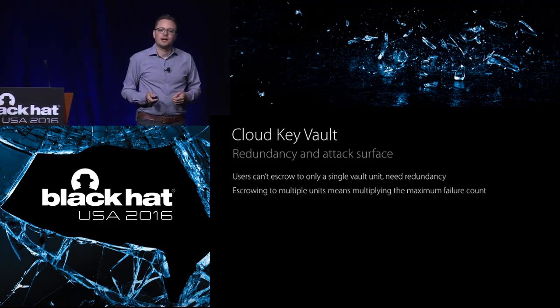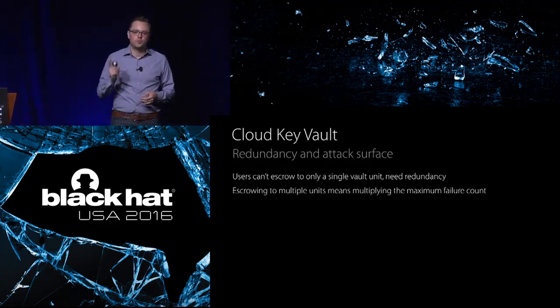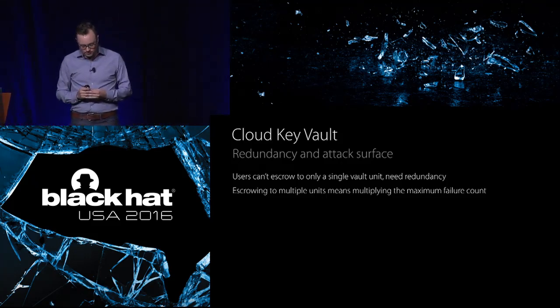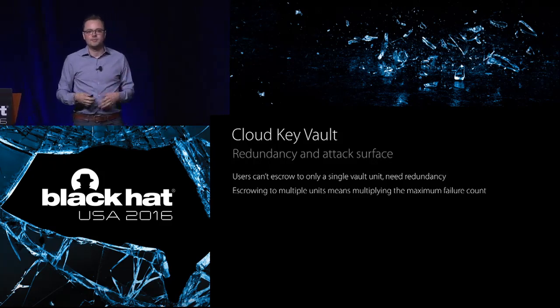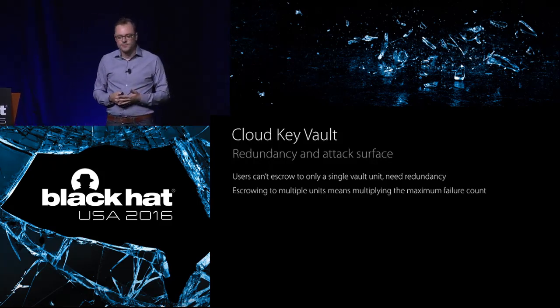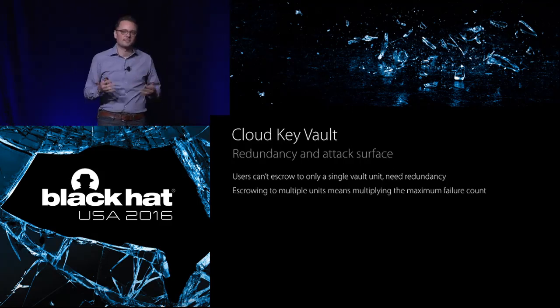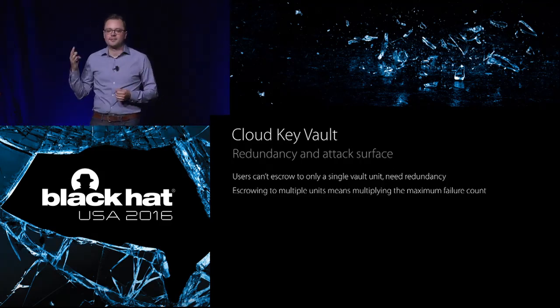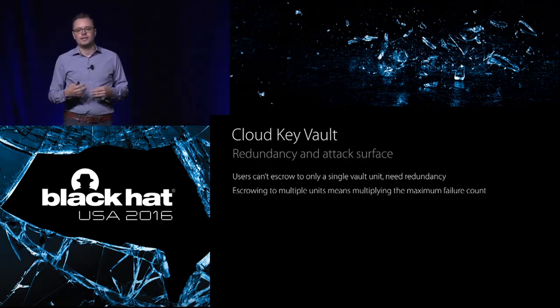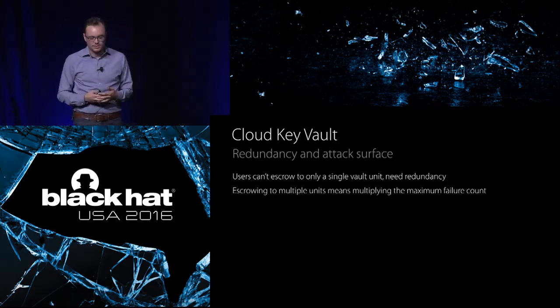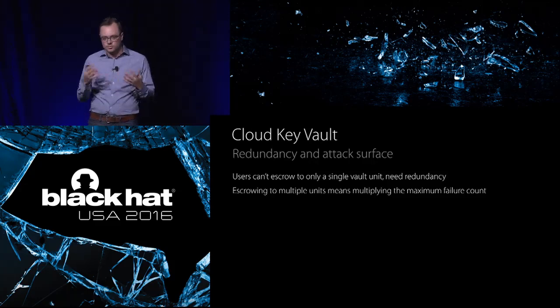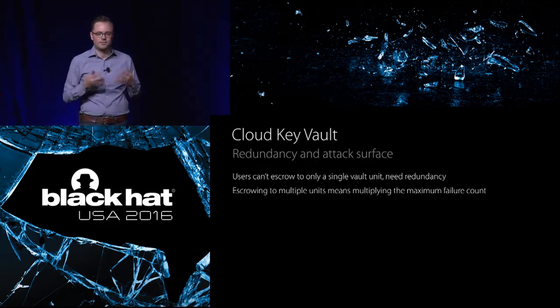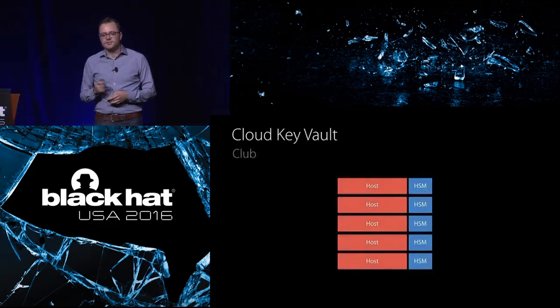The thing is that a user can't simply escrow to only one key vault unit. We need the redundancy in this design because these units can fail. But if we simply said, well, why don't we escrow to 5 units, that's a problem, because every new unit you escrow to increases that maximum failure count. If you escrow to 5 Cloud Key Vault units, then instead of having 10 maximum failure attempts, you're now up to 50.